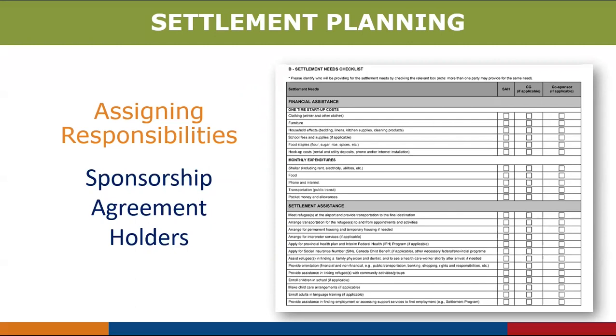Now, when it comes to filling out the settlement plan form, many sponsorship agreement holders actually find that the space provided is not sufficient for explaining how the sponsorship activities and responsibilities will be provided. So some SAWs have created a detailed settlement plan, and quite often sponsorship agreement holders will require their CGs and co-sponsors to sign a memorandum of understanding, which outlines their responsibilities separately.